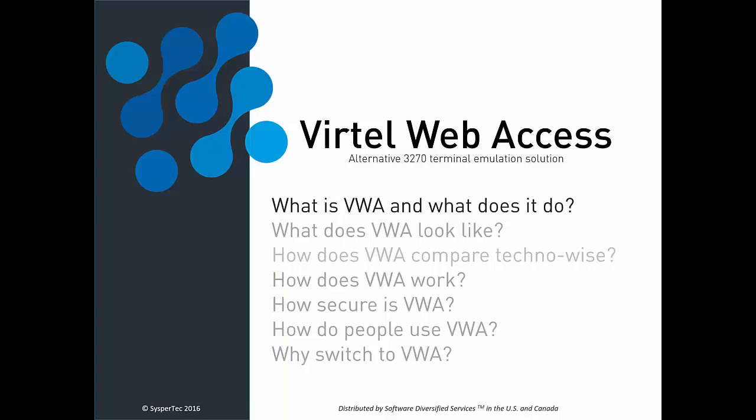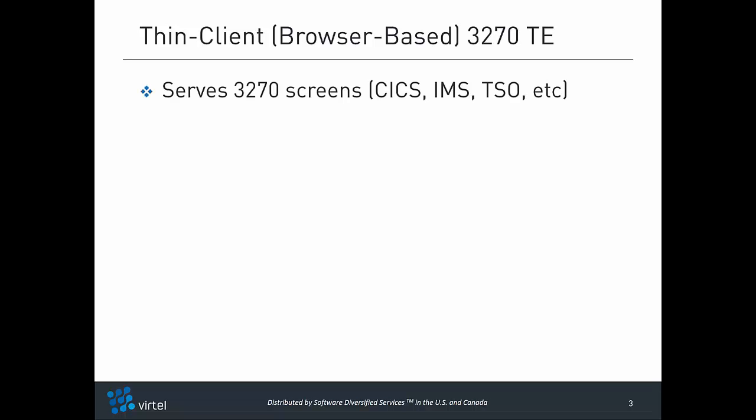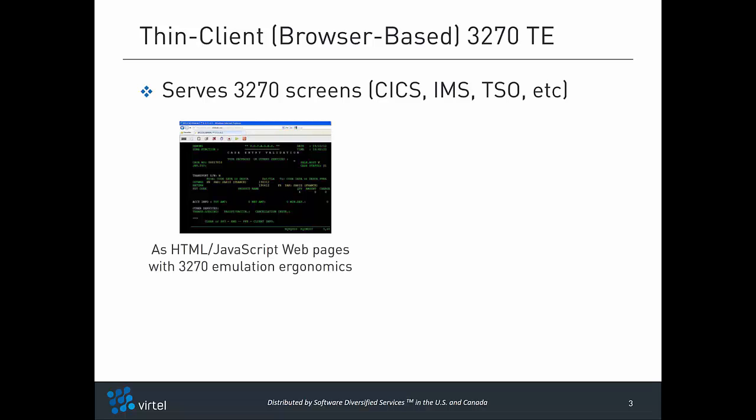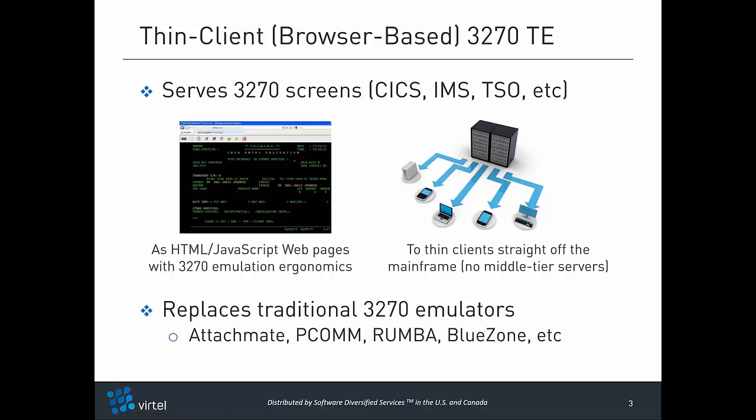So let's start by discussing what is Virtel Web Access and what does it do. Virtel Web Access is a thin client browser-based 3270 terminal emulator. It serves 3270 screens as HTML JavaScript pages with 3270 terminal emulation ergonomics to thin client devices straight off the mainframe without middle-tier servers. It's a modernization alternative for client and server-based terminal emulators such as Attachmate, Picom, Rumba, and BlueZone.